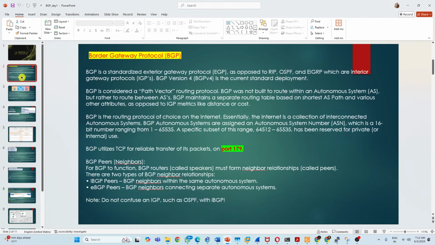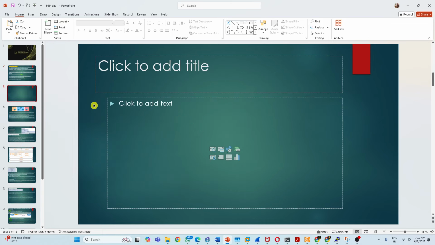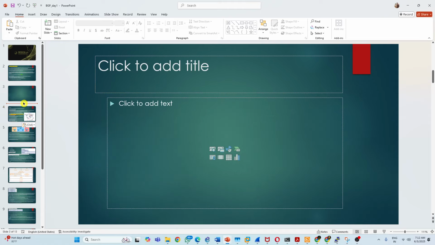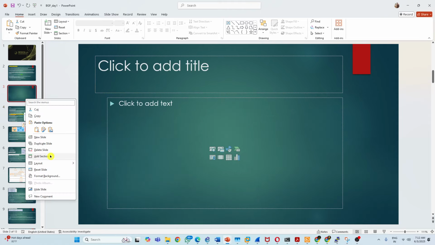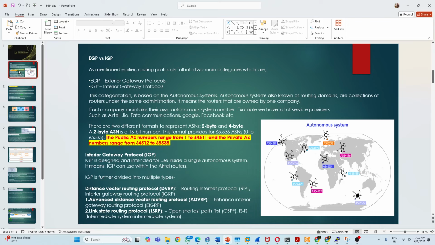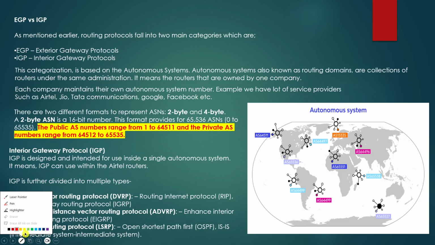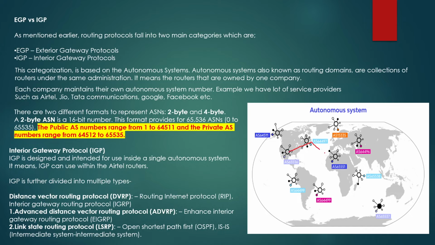Now I can also mention here, if you want to configure any routing protocol between two autonomous system numbers, what routing protocol can you choose? We have only one routing protocol. You can configure BGP. Each and every service provider will have their own autonomous system number.